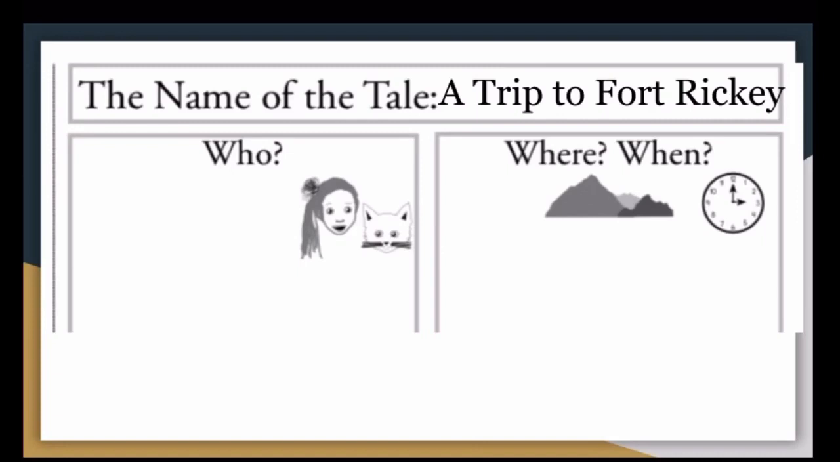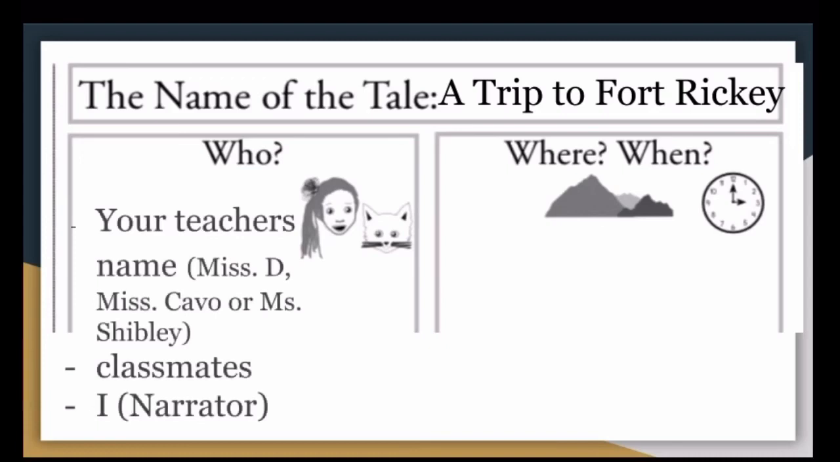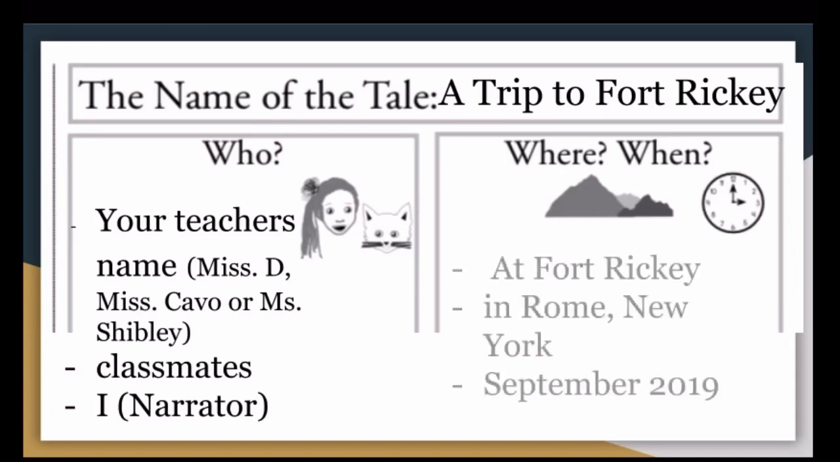And remember, you don't have to write this again because you already have it. So I'm just reviewing with you what we already have done and how we're going to turn it into our final draft. Who was your teacher's name? So either you went with Miss D, Miss Cavo, or Miss Shibley, your classmates, and I, the narrator. Where and when? Well, it was at Fort Ricky in Rome, New York, and we went in September 2019.